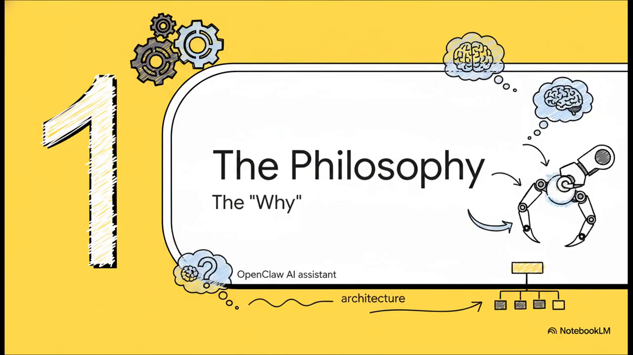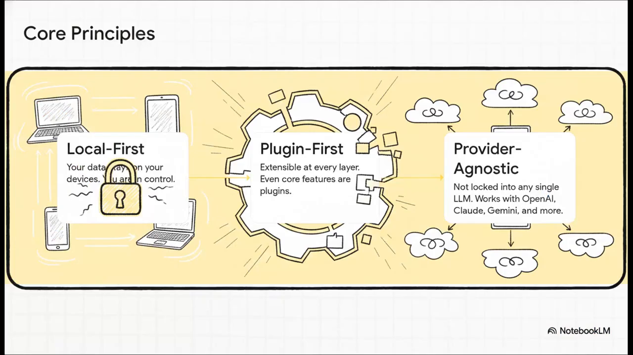Okay, before we jump into any diagrams or technical stuff, we really need to understand the philosophy. The why behind OpenClaw is absolutely the key to getting how this entire system is put together. And that philosophy really rests on 3 core principles. First up, local first. And this one's a big deal. It's non-negotiable. Your data stays on your devices. That gives you total control and privacy.